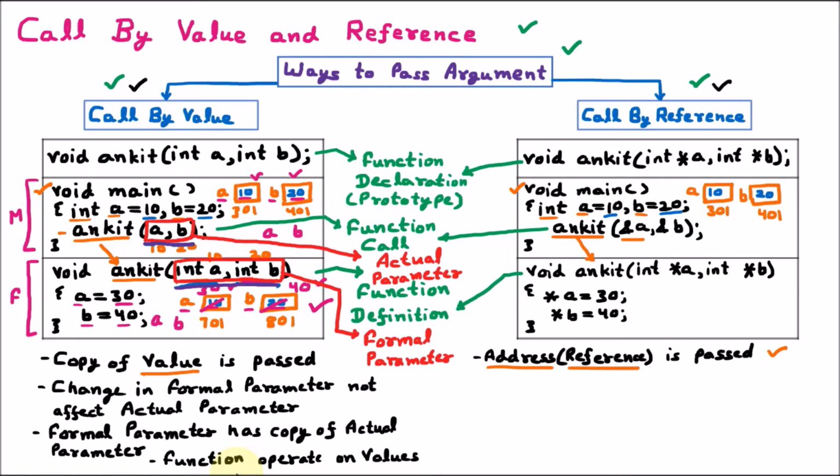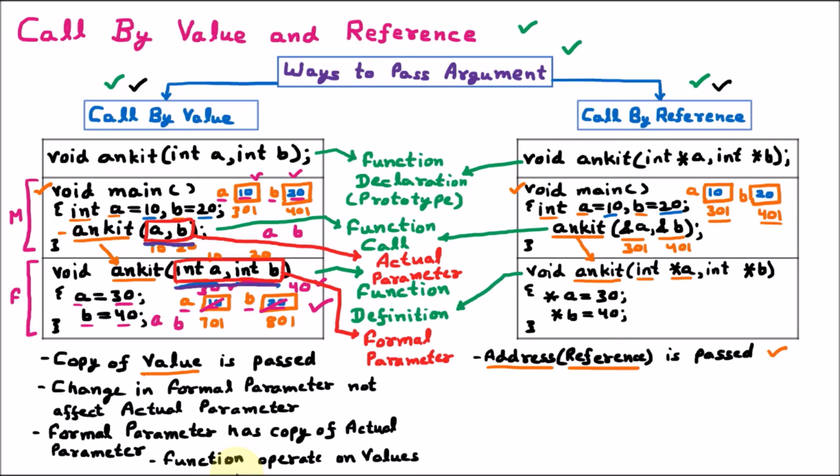That means the address of A. So the address of A is 301. So here the address is passed. And also the address of B, which is 401. So here the address is passed. Once the address is passed, we know that here inside the function, which is Ankit, there are two variables of pointer type. One is int *A.